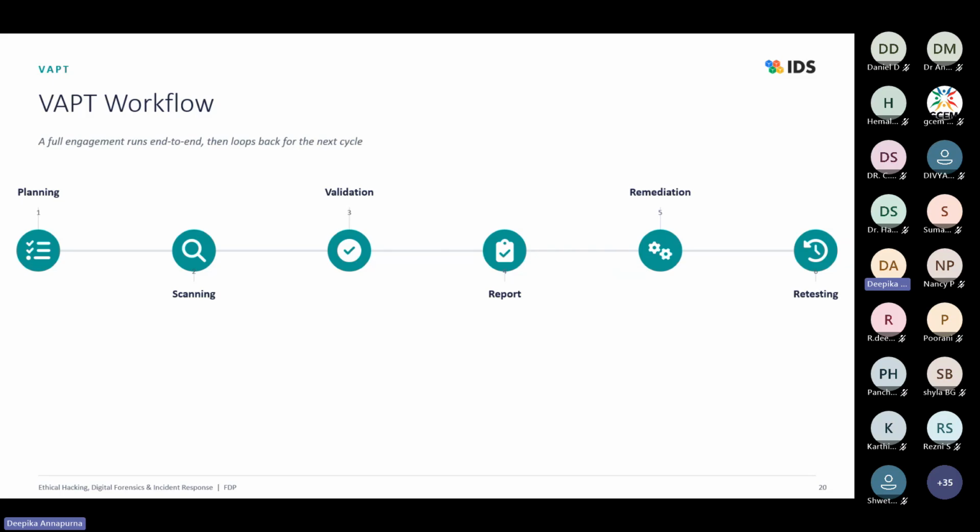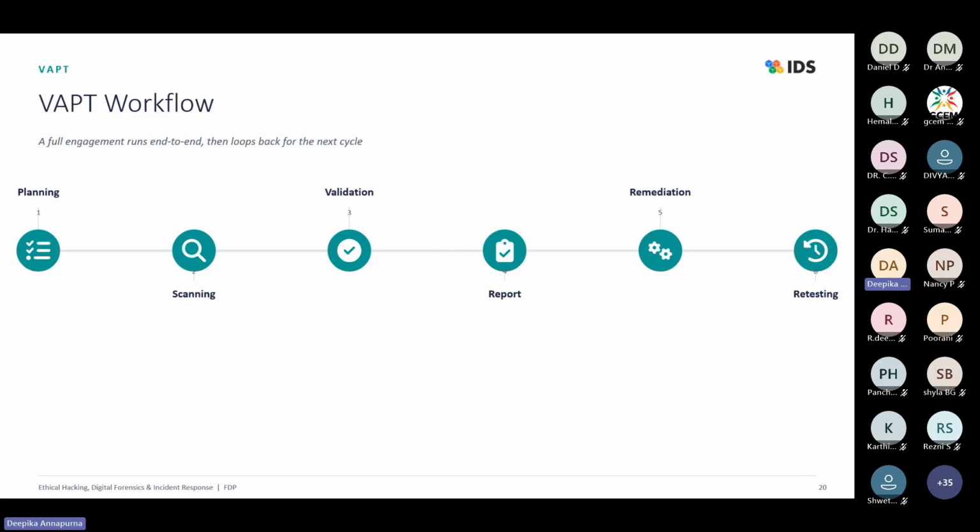So this is the complete VAPT workflow. VAPT means vulnerability assessment and penetration testing. Organizations don't perform security testing randomly. They follow a process, and it is called VAPT.